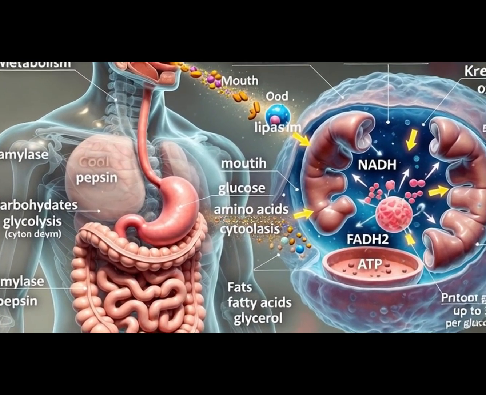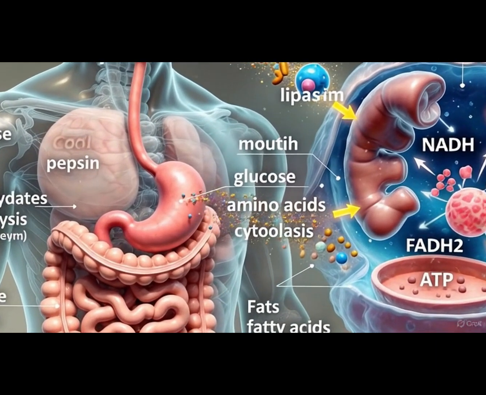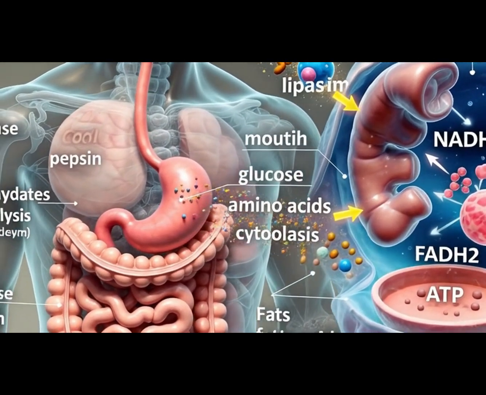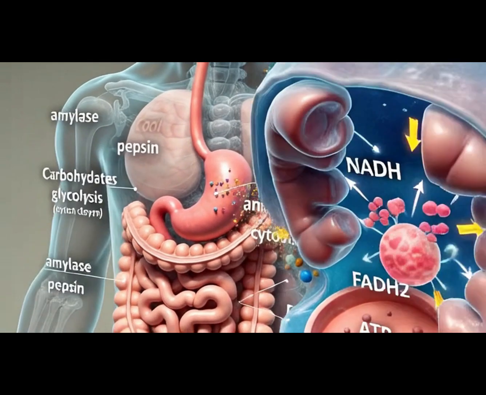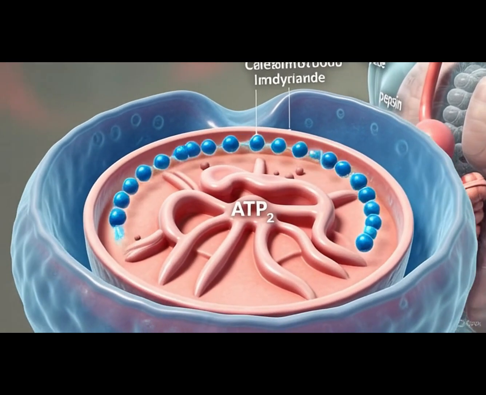Once absorbed, nutrients enter the cells, where carbohydrates are first converted to glucose and then, through the 10-step pathway of glycolysis in the cytoplasm, yield the modest 2 molecules of ADP per glucose alongside pyruvate, while proteins are dismantled into amino acids and fats into fatty acids and glycerol.